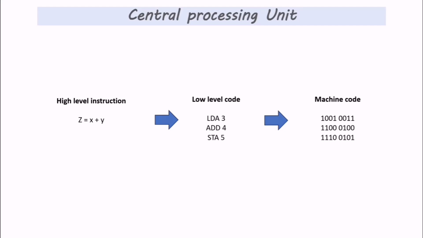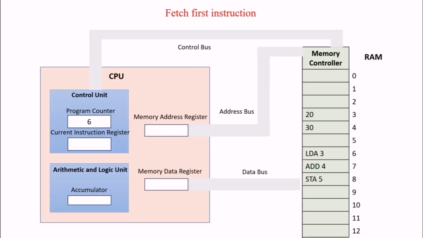This code can be translated to low-level code, like this assembly instruction, and to machine code, zeros and ones. This means that the CPU loads the first number from memory location 3, then adds a copy of the second number from memory location 4, finally stores the result back into memory location 5. So let's explain how these instructions are being executed. The instructions have already been loaded into main memory.